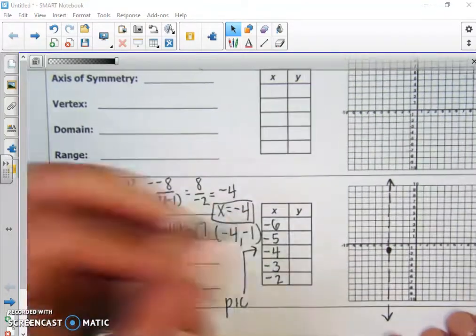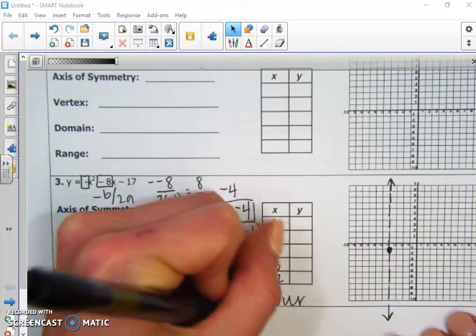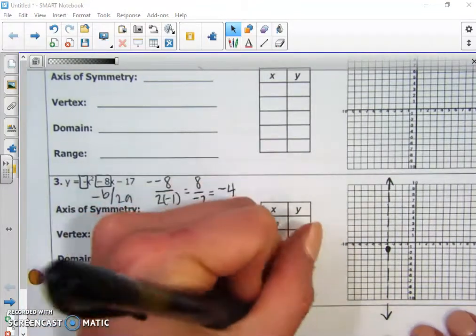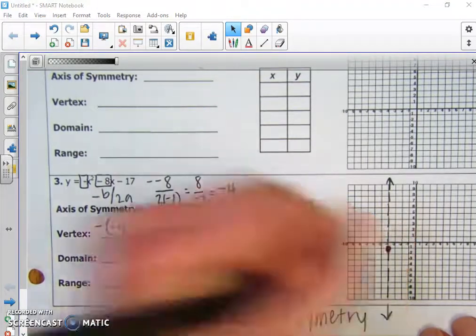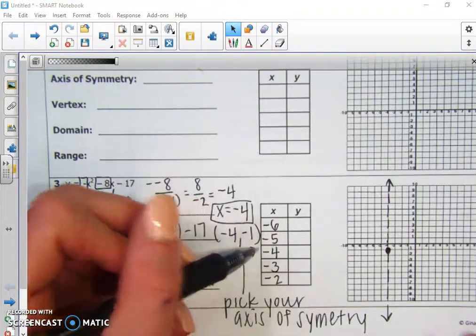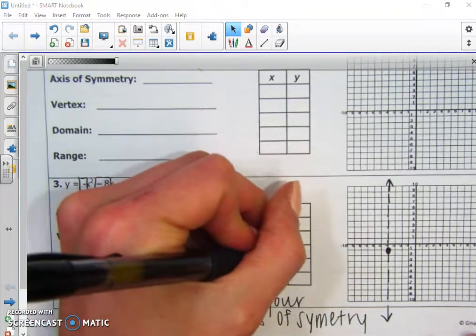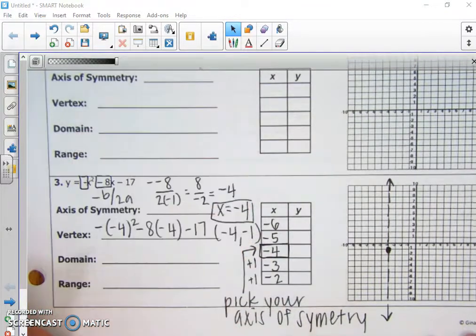So for this value, pick your axis of symmetry. Okay. So since our axis of symmetry was -4, we're going to say that this term is -4. And then in this case, you just add 1, and these two you subtract 1, subtract 1.